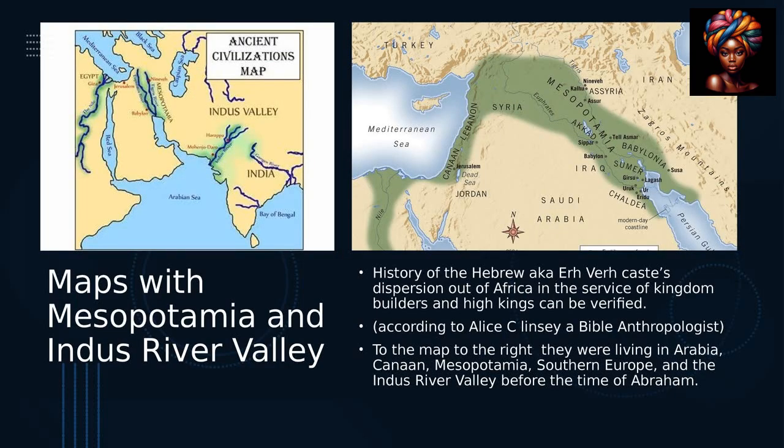Okay, it says the map with Mesopotamia and Indus River Valley. History of the Hebrew, a.k.a. Eve, Cass. Cass just means priests. Dispersion out of Africa in the service of kingdom builders and high kings can be verified, according to Alice C. Lindsay, a Bible anthropologist. It says the map to the right and left, actually, they were living in Arabia here. They were living in Canaan, which is Palestine, here.